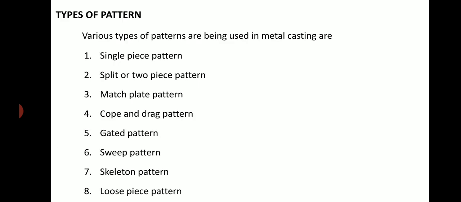Types of pattern. Various types of patterns used in metal casting are single piece pattern, split or two piece pattern, match plate pattern, cope and drag pattern, gated pattern, sweep pattern, skeleton pattern, loose piece pattern.